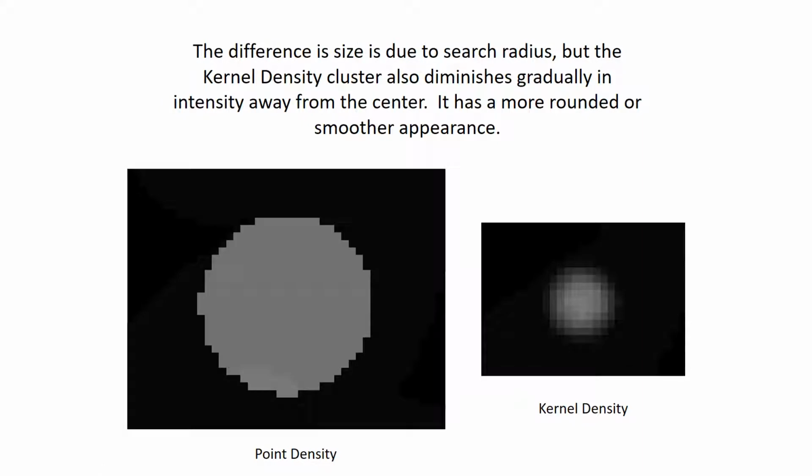You can see this if you zoom in on the two images. You can see that point density forms this large single value circle, whereas the kernel density is going to drop off gradually. So instead of all of the pixels within a certain radius having the same value, they decrease with distance.